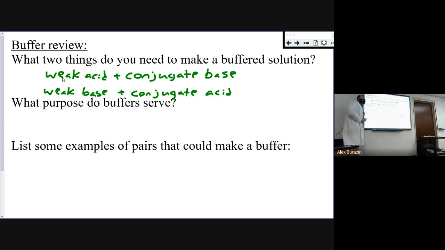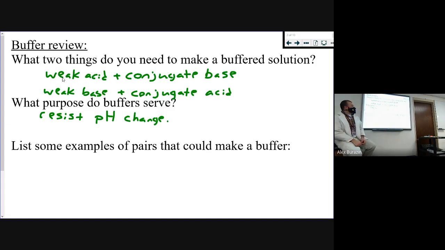What purpose do buffers serve? They minimize pH. Okay, they resist pH change. Basically, when a system is buffered, it's going to be able to maintain its pH very close to where it started, which is a good thing. Okay, we've talked about that quite a bit.